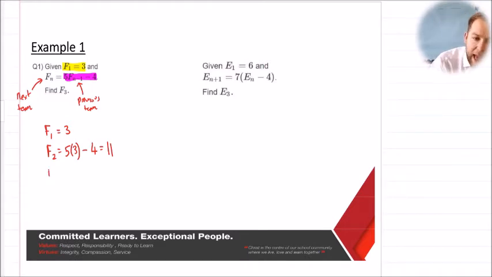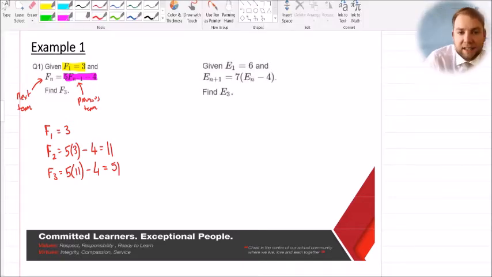To work out f3, I've got to then sub in my previous term into that formula again. So my previous term this time is 11. So it's going to be 5 times 11 minus 4. So 5 times 11 is 55, minus 4 is equal to 51. Brilliant. So let's have a look at this next one then.